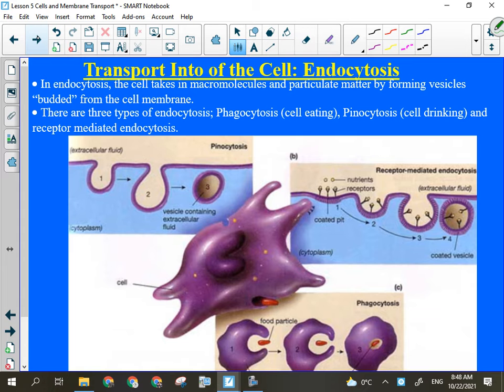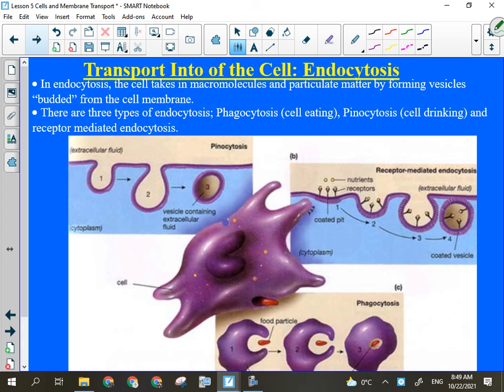In endocytosis, the cell takes in macromolecules. Macro means big, micro means small. And particulate matter, so chunks of stuff, food, by forming vesicles budded from the membrane. There are 3 types of endocytosis: phagocytosis, which is the engulfing of a solid object. Pinocytosis, which is the engulfing of the intercellular fluid, just cell drinking. And receptor mediated endocytosis.